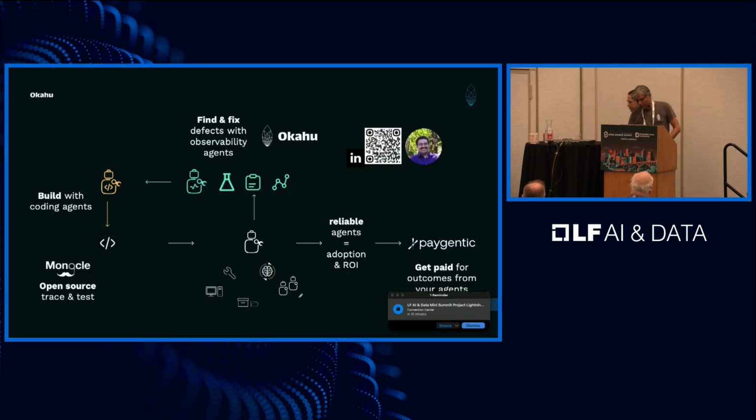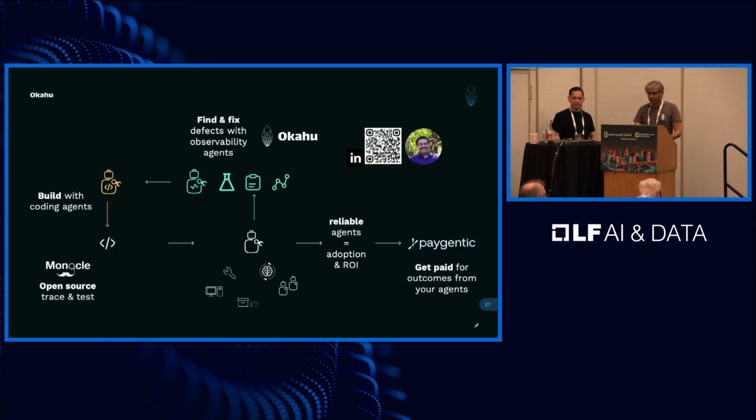Cool. Thanks, Hoc. Yeah, I think we are almost at time. So that's basically what we wanted to talk about: a mechanism that Monocle introduces, with the help of Okahu, to find and fix problems in your agent code. That's a great use case that Hoc demonstrated.